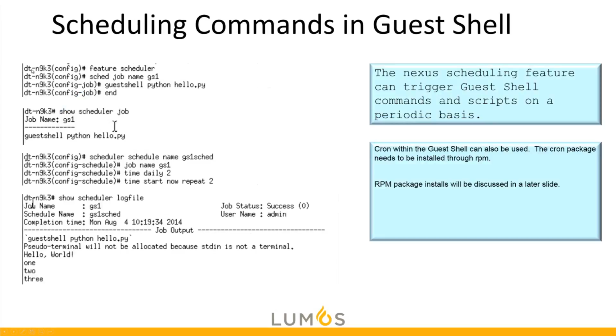So for instance, I'm here in host mode and I'm in global config, and I run feature scheduler, and then, this is essentially a cron job, I run scheduler job name, give it a name, and then I define what is running in that job: guestshell python hello.py, end. If I show the scheduler, I'll see what that is, and then I can specify when to kick that off, daily at 2 a.m., or start now and repeat at 2 a.m., and I can show the scheduler log file.